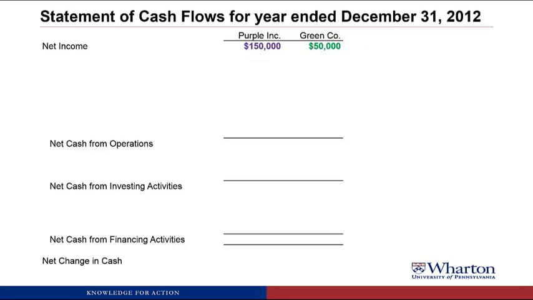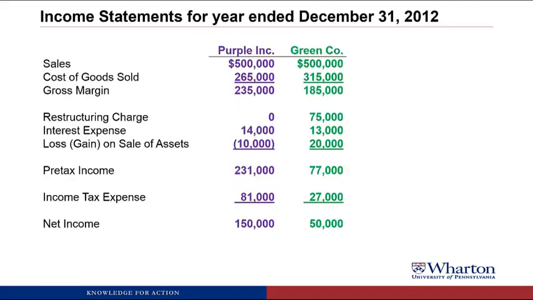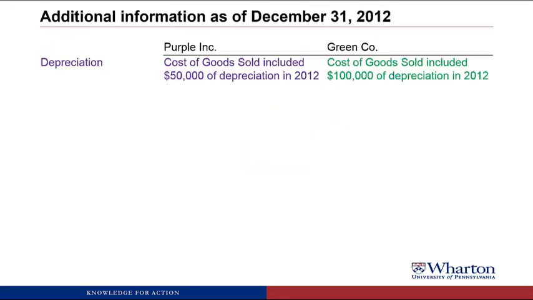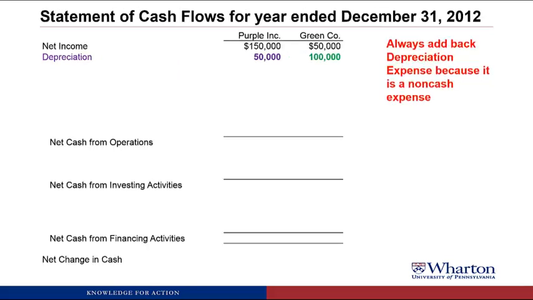Now, the next step in putting together the cash flow statements for these two companies would be to look for non-cash charges like depreciation. If we go back to the income statement, you don't see depreciation anywhere here. That's because it's lumped in with cost of goods sold. So what I'm going to do is give you some additional information that you'll need to solve this problem. And the first piece of additional information is the depreciation for the two companies. So Purple had $50,000 of depreciation included in cost of goods sold. Green had $100,000 of depreciation included in cost of goods sold. Under the indirect method, we add those two back. They're non-cash expenses, so to remove them, we have to add them back.